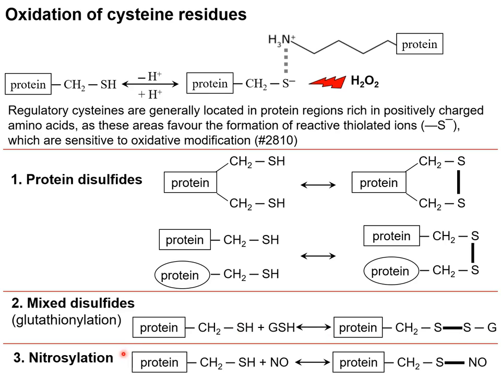And finally, I do need to mention nitrosylation. Nitric oxide can react with thiol groups. It's relatively reactive. And then by a series of reactions, which we don't need to understand or look at, we end up with S-nitrosylation of the cysteine residue. And that also has the potential to affect the function of the protein.